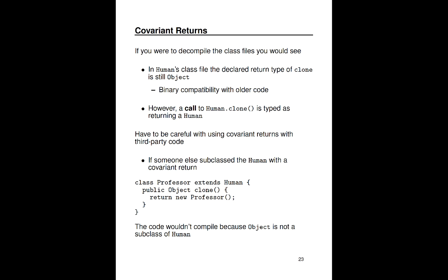Do note, however, that if you're introducing covariant returns after the fact, if there's some old code that wasn't using covariant returns, so maybe you've got a professor class which has a clone method that still returns object, this won't work because it's overriding the clone method inherited from human, which now returns human. The professor's clone returns object, and the compiler won't like that because you're not making the return type of the overridden method more specific, you're making it more general. Because object is a superclass of human, not a subclass of human.